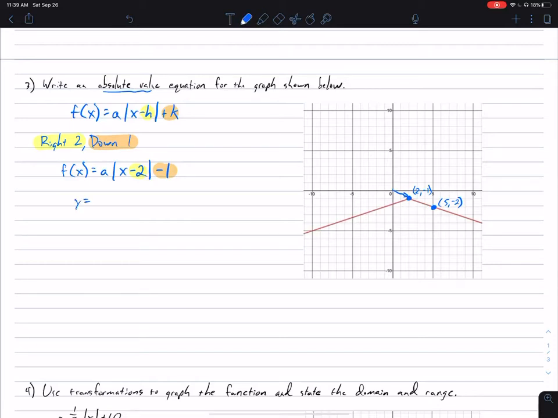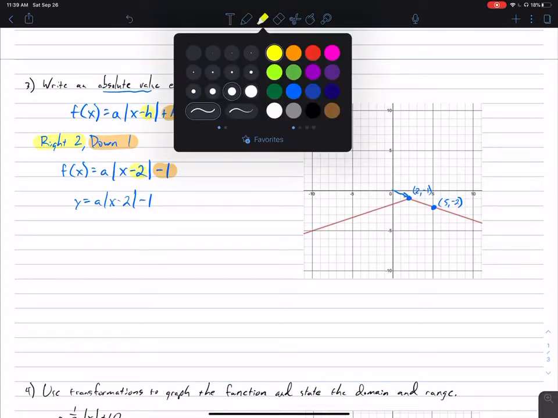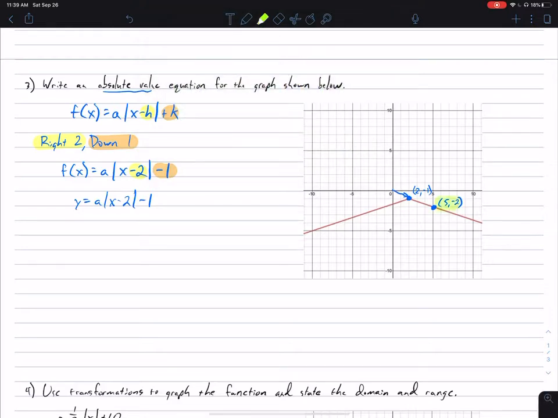You want to rewrite this equation using y instead of f of x. Then I'm going to use the other point that I labeled, 5, -2, and plug those in as my x and y values. This will help me solve for a, so I can see what type of stretch or compression I'm looking at. So y, which is -2, is equal to a times the absolute value of 5 minus 2, minus 1.